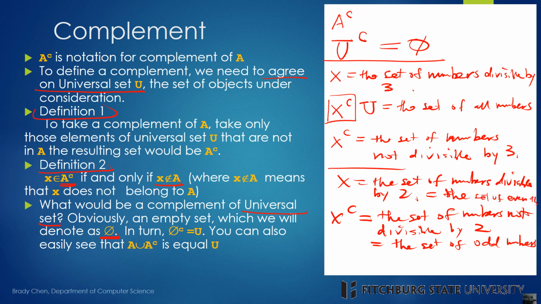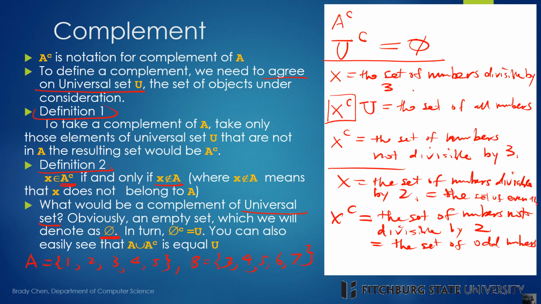Even numbers. Okay. So that's the other example. Let's see what else we can talk about. Let's think about another example. Let's say A is 1, 2, 3, 4, 5. B is 3, 4, 5, 6, 7.